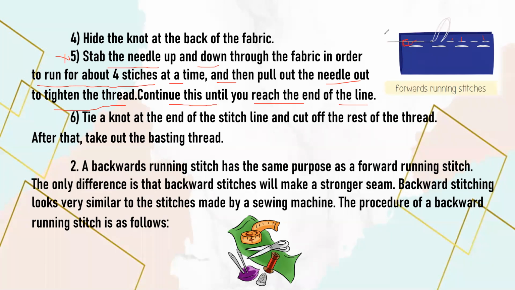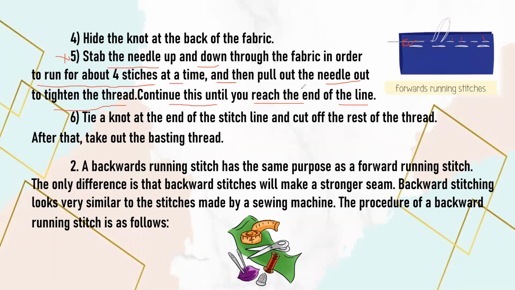So the same process, one more time, students, listen again carefully. We have to stab the needle up and down. Like you can see, first we're gonna go up and then bring it out, like put in and then take it out, right? So that means up and down, right? Through the fabric, into the fabric or into your cloth, okay? In order to run for 4 stitches at a time. So we are going to put in, out, up and down 4 times, right? So we're gonna have 4 stitches at one time.